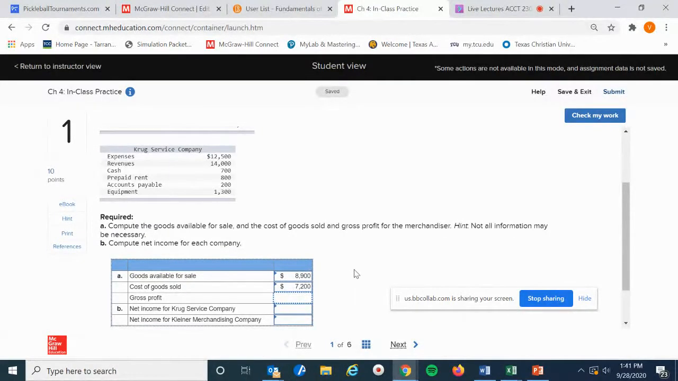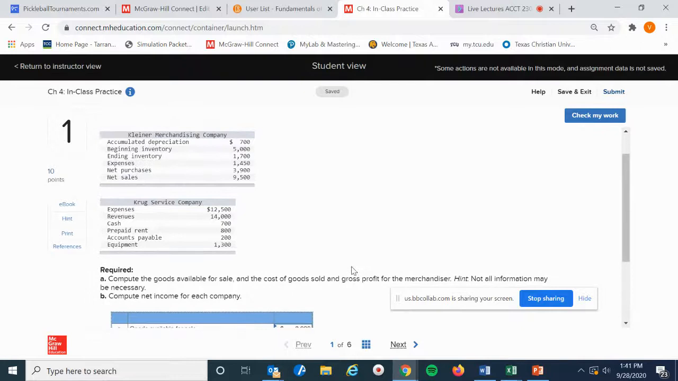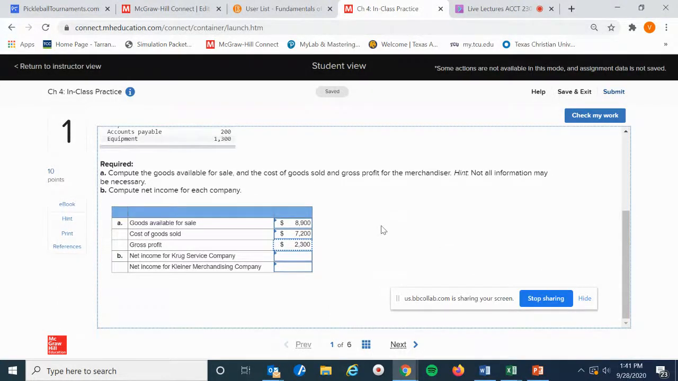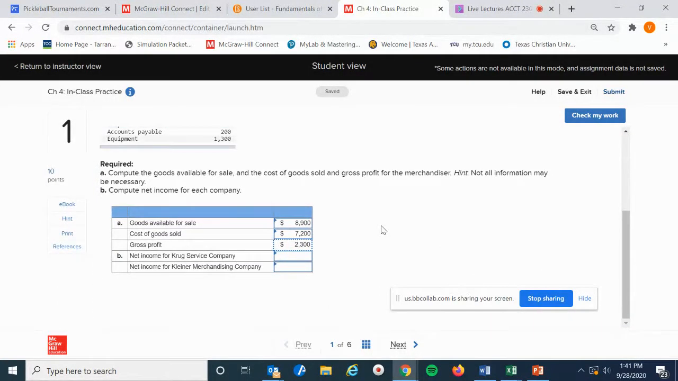Now let's look at the third item here, gross profit. Gross profit, as defined by the PowerPoint presentation earlier, is net sales, which is $9,500, minus cost of goods sold of $7,200. So $2,300 is the gross profit. This is a calculation that the service company will not have.